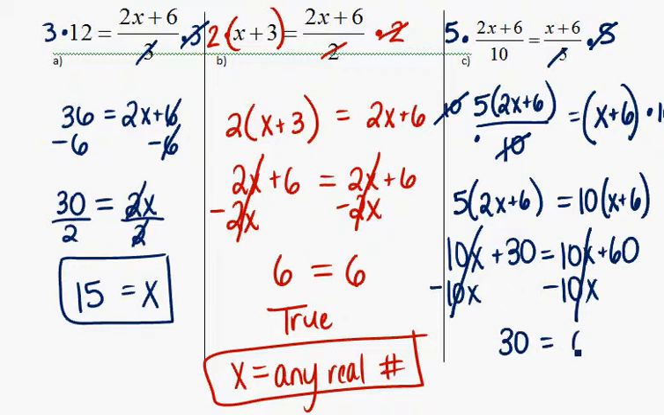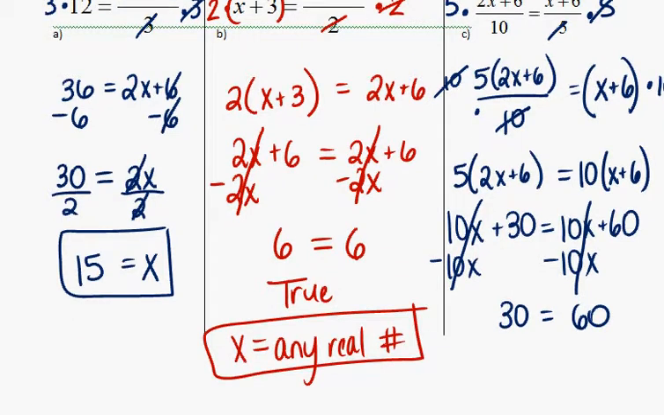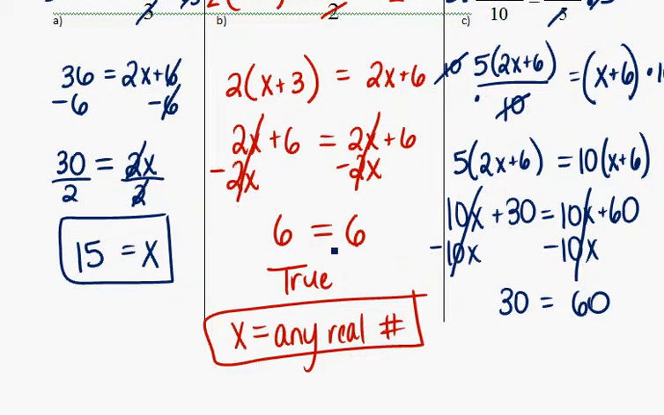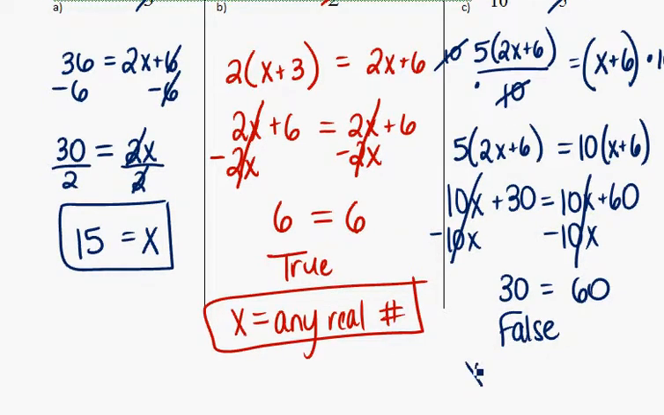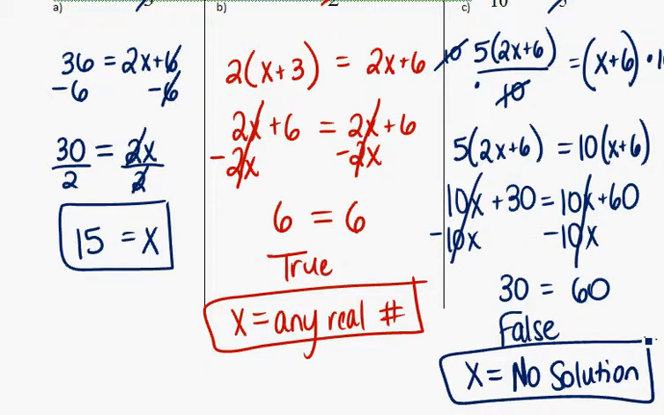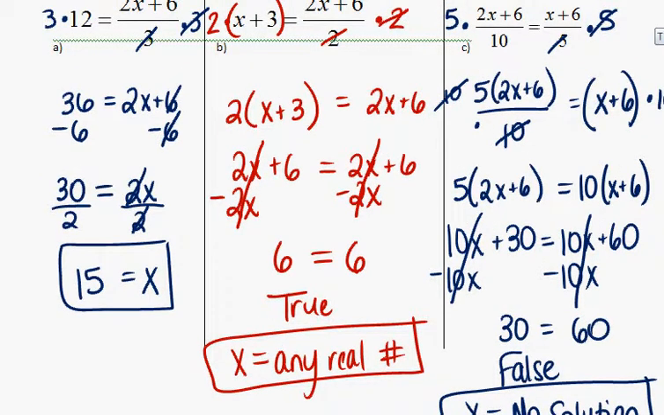30 equals 60. What's different about this one than part B was that in part B, the equation that I was left with was true. I had 6 equals 6, and that's true. 6 does equal 6. This time I'm left with 30 equals 60. Well, 30 is never equal to 60. That's false. So this time what we have is x equals no solution. There is not one number in the whole entire world that I can possibly substitute in for all those x's in this equation and end up with something true.